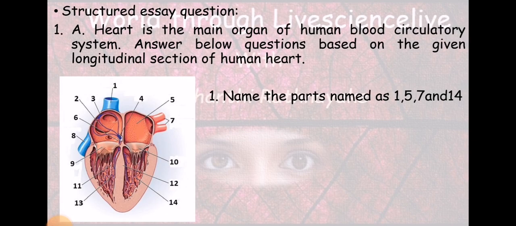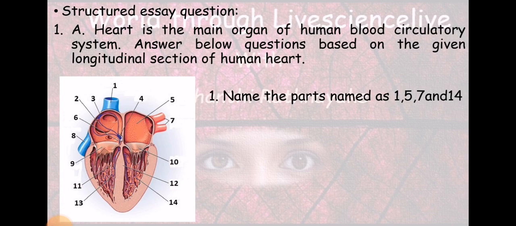Right, your structured essay question number 1. I hope you will enjoy these questions, children. Part A. Heart is the main organ of the human blood circulatory system. Answer the below questions based on the given longitudinal section of the human heart.